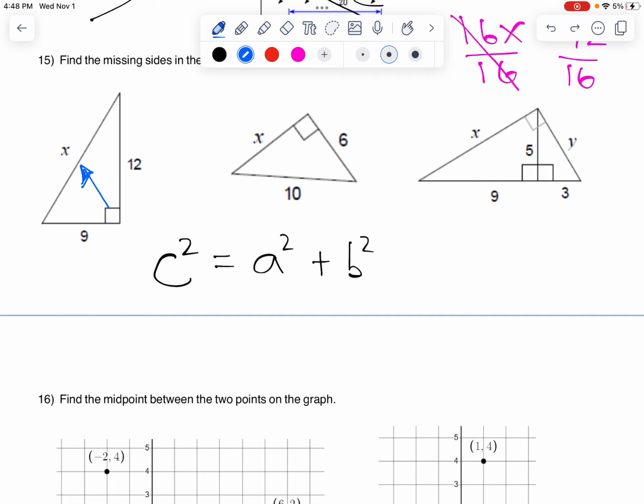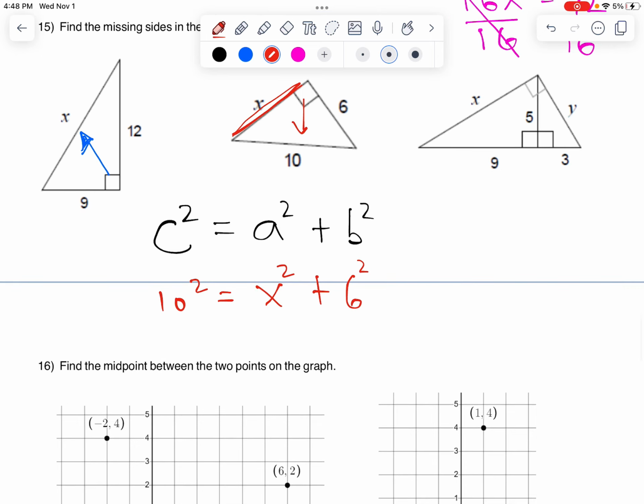So for the middle triangle, we've got to identify the longest side. The longest side in this one is directly across from the 90, it's the 10. So 10 squared is equal to the shorter legs, but everything's got to be squared and added up together. Okay, so 10 squared is 100, x squared, we just have to leave that x squared, and that's 36.